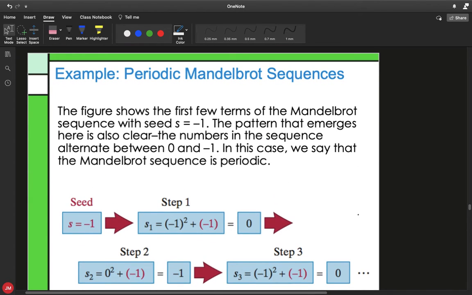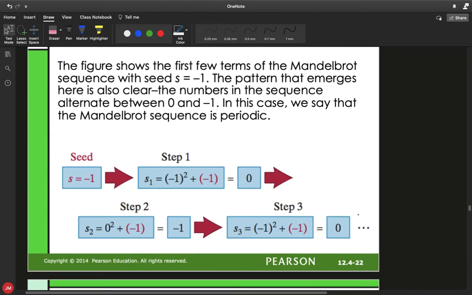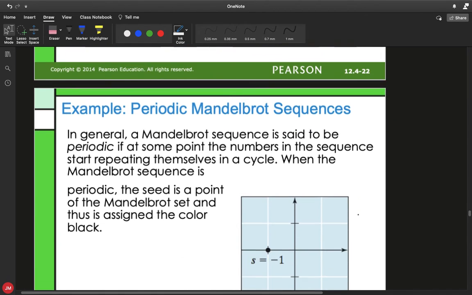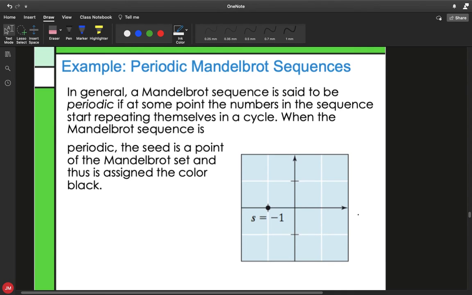The next type that we saw, if you remember, was what was called a periodic Mandelbrot sequence. When it was periodic, it was alternating between a couple of numbers. And when we have an alternating or periodic sequence, we're going to say that it is part of the Mandelbrot set, and so it would be assigned the color black. Remember, if it's inside the Mandelbrot set, we assign it black. If it is escaping and it is outside, we assign it a color based on how fast. So in this case, we would color in s equals -1, our seed of -1, as the color black.